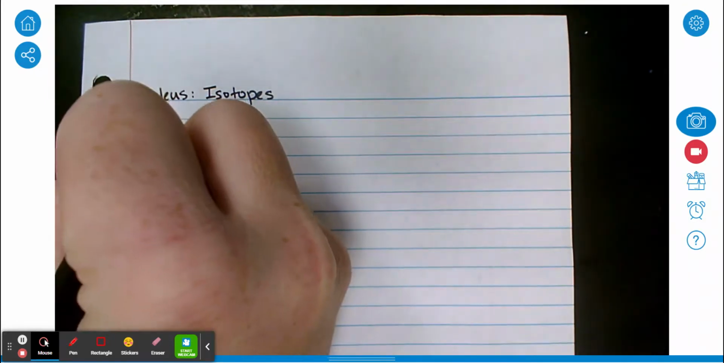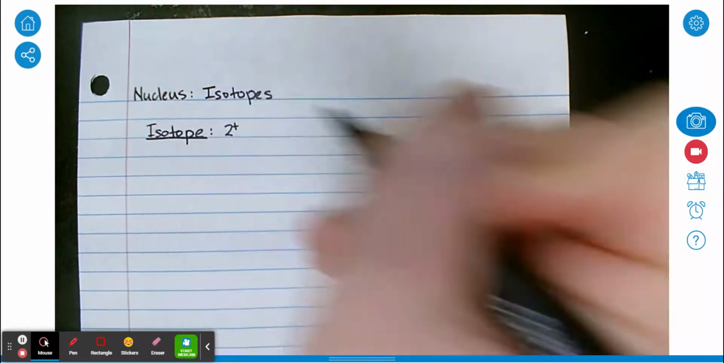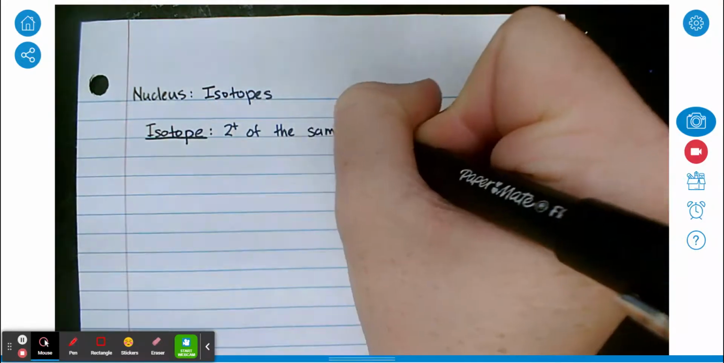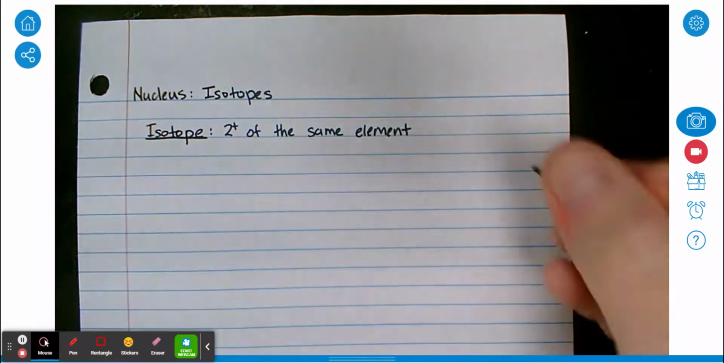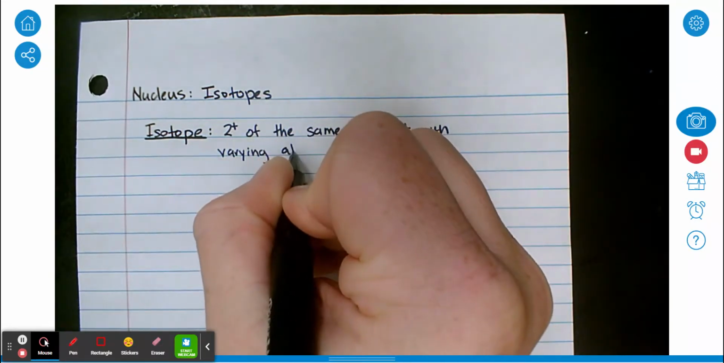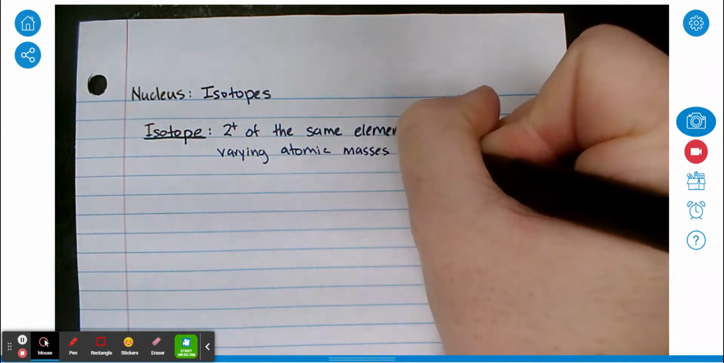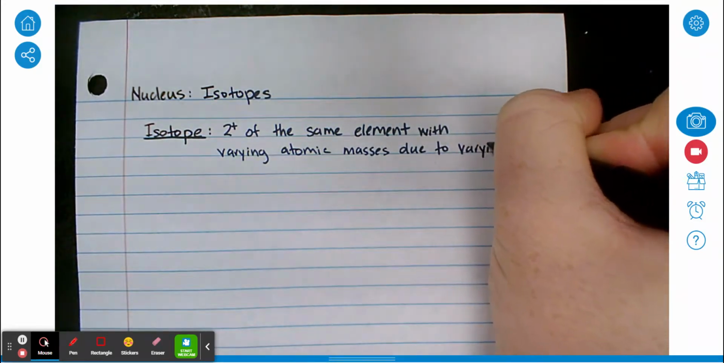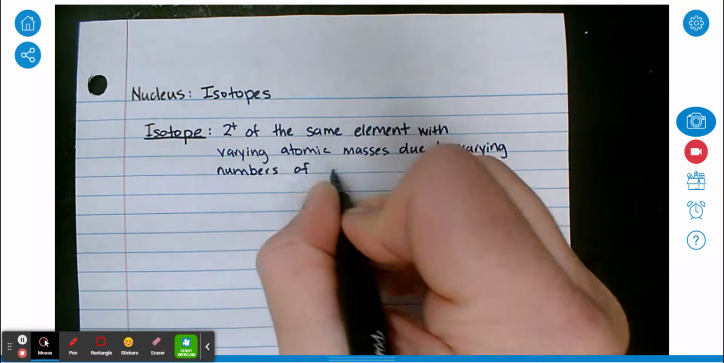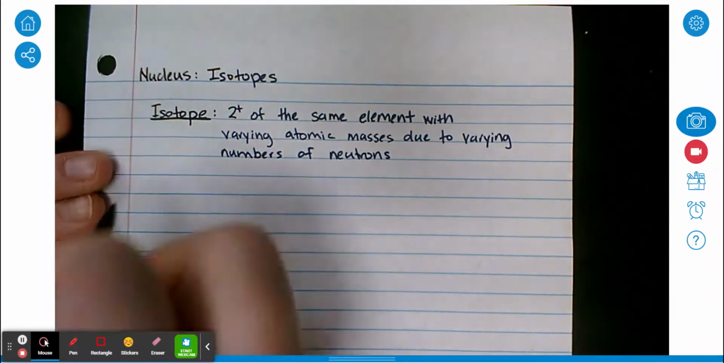Now, all an isotope is, is 2 or more, so I'm going to use the symbol 2 plus, of the same element with varying atomic masses due to varying numbers of neutrons. All right, what does this mean? Well, let's look at a picture.